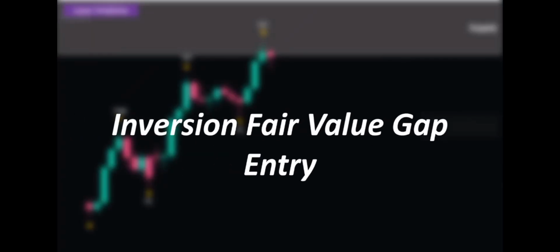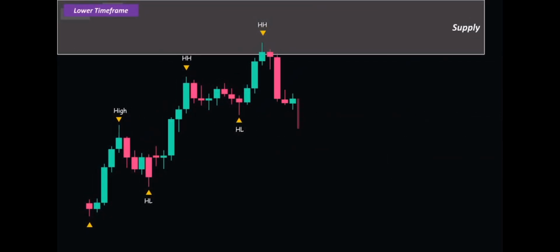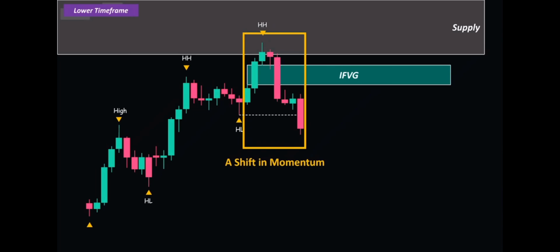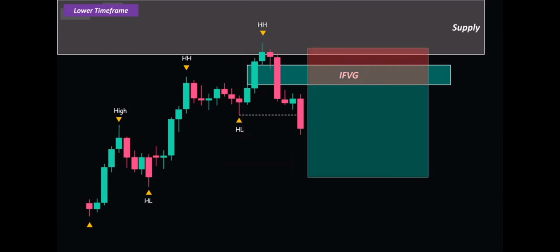The second entry type is an inversion fair value gap entry. If an inversion fair value gap forms after price enters a supply level, it shows a strong shift in momentum. This is a powerful reversal signal and can create some of the best trading opportunities. We place a sell limit at the start of the zone and set our stop loss above it. For targets, you can aim for a solid 1-to-2 or 1-to-3 risk-to-reward ratio, and then set your next target at the next key level ahead of price.